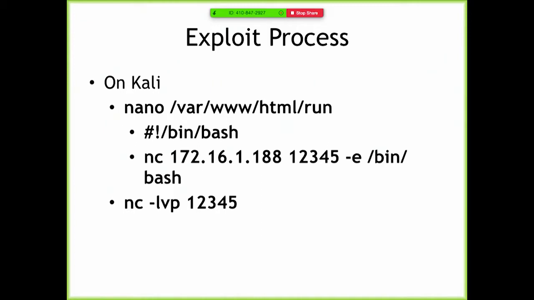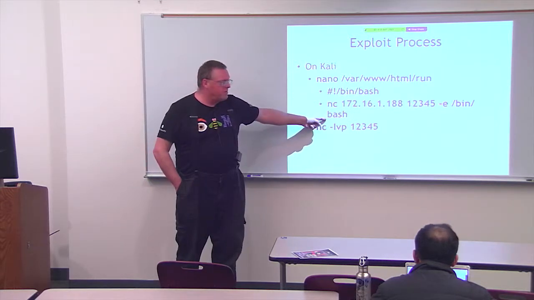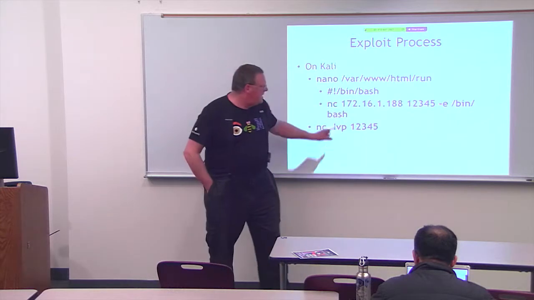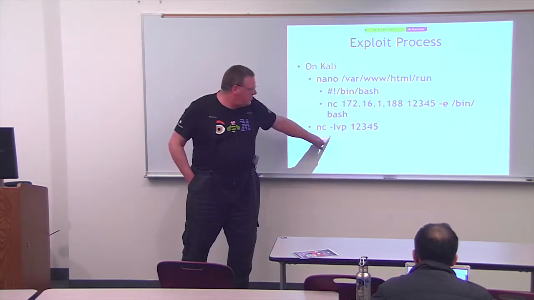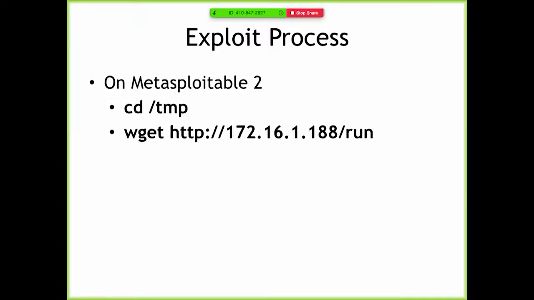And so now I go to the run, which looks like this. I make a file called run, because the way this exploit works, it's going to execute a file called run. So I have to make the file, and this is just a reverse shell that will phone back to the command and control center on that port and give it a bash shell. And then I start the listener on my Kali machine with nc -lvp, which will listen on that port.